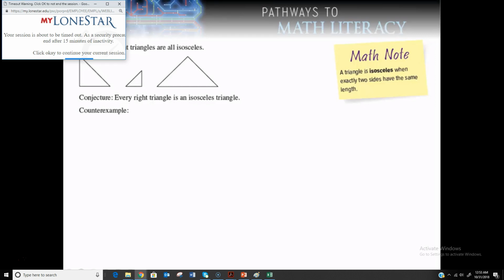Well, a counterexample to that would be any right triangle that is not isosceles. So I could draw a right triangle with a short leg and a really long leg and then connect those. And in this one, none of those sides are the same length. So that would be a counterexample.